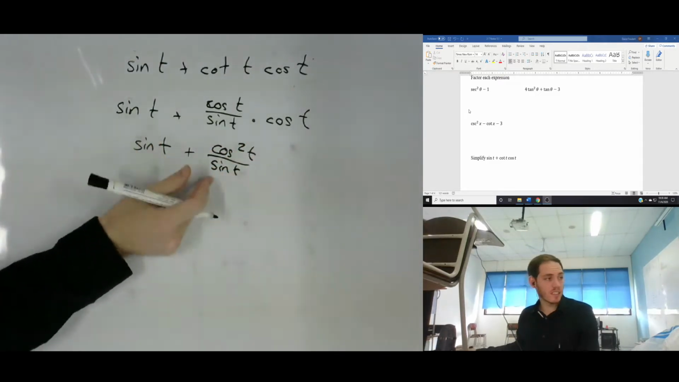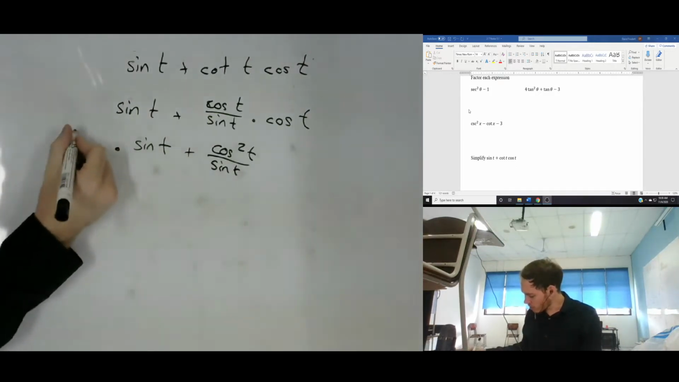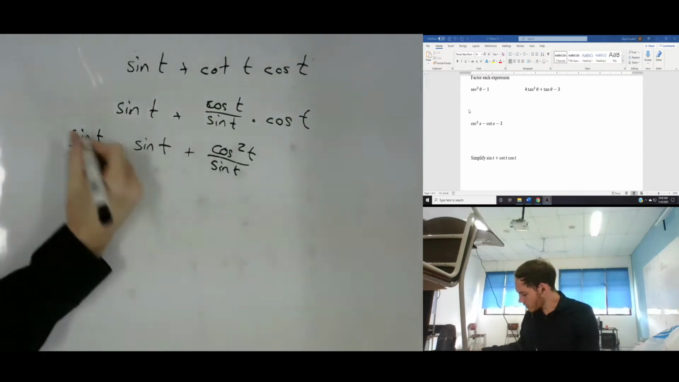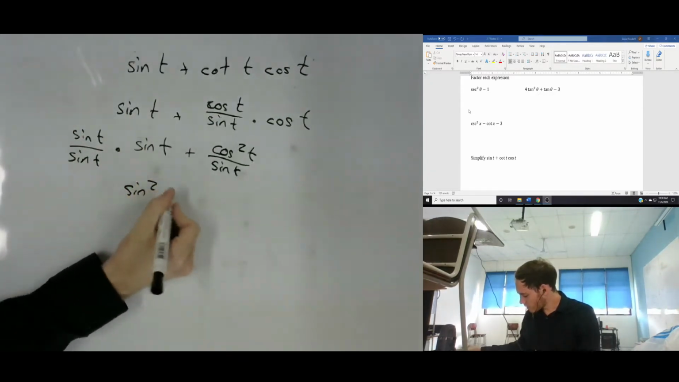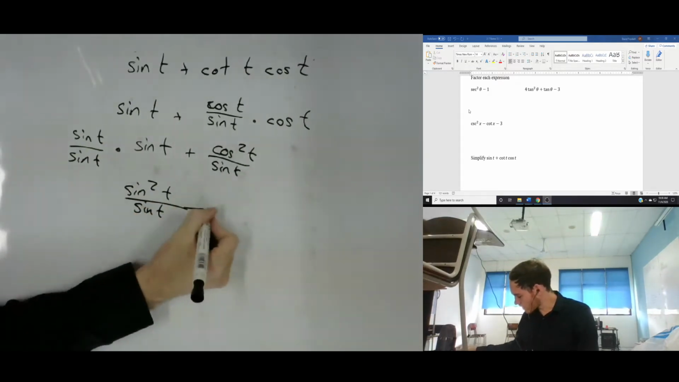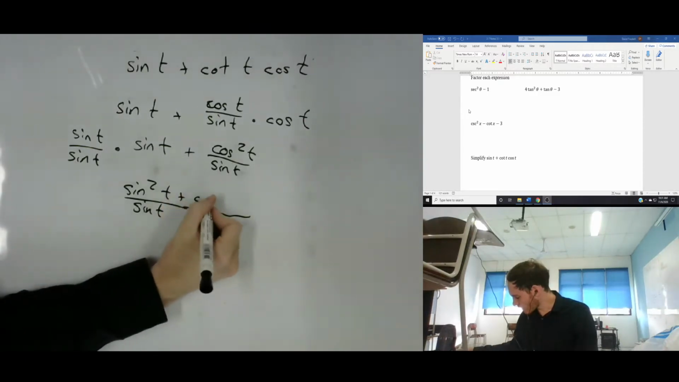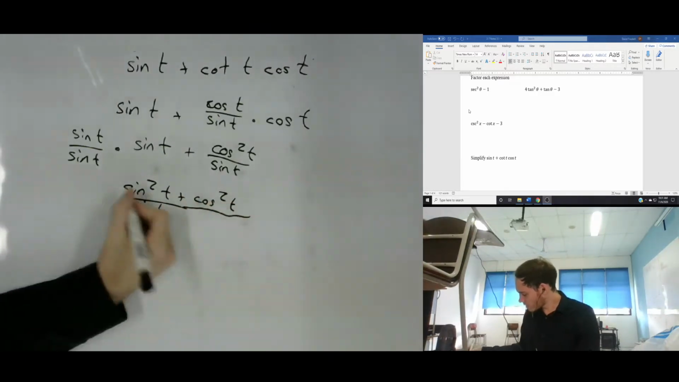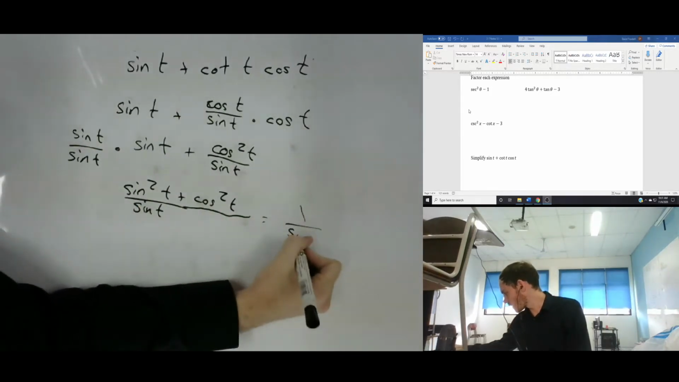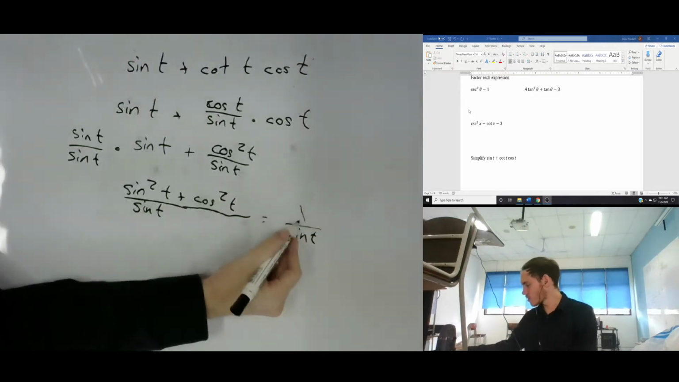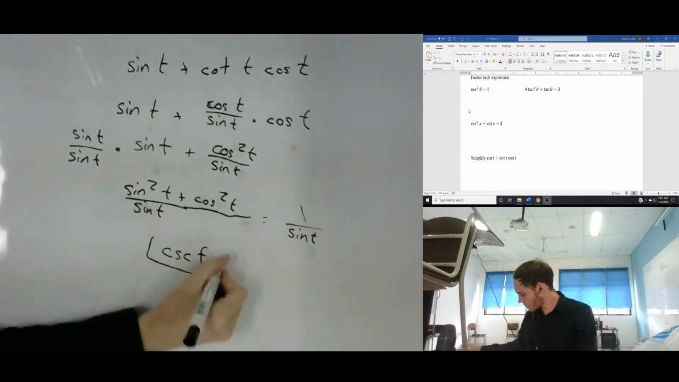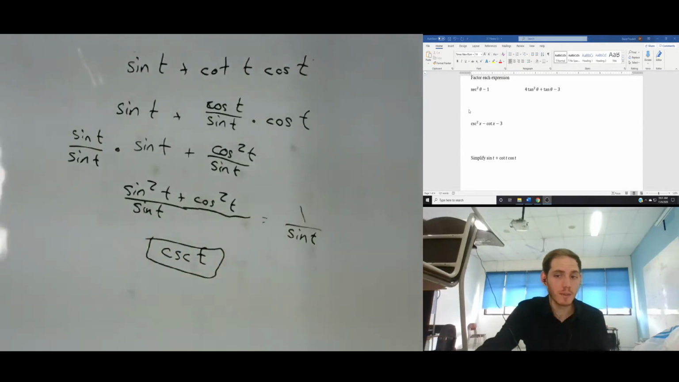Now, what we can do is get the same denominator. To get the same denominator, you can multiply both top and bottom by sine t. So the top becomes sine squared of t over sine of t. And since they're the same denominator, we just can add the tops. So sine squared plus cosine squared is going to equal 1. 1 over sine of t. If we simplify this further, 1 over sine of t is going to equal cosecant t. Okay? So that's how you would do that simplified.